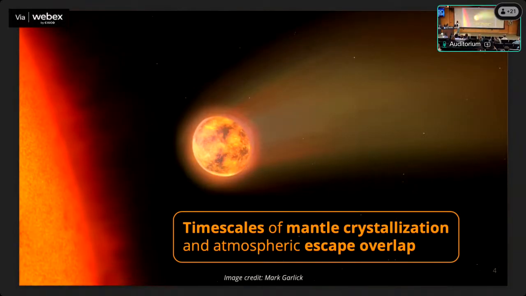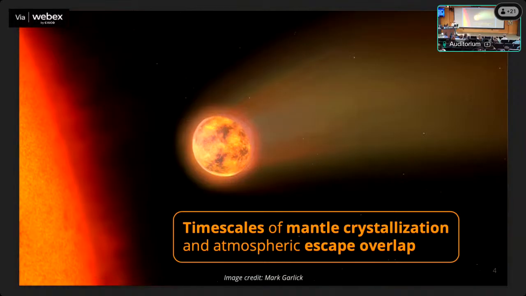Another thing which is important is atmospheric escape. First, I wanted to show the evolutionary figure, like the clock figure, but Laura already showed it in the workshop, so thank you. Instead, I will just present to you an artistic view of a magma ocean planet undergoing strong atmospheric escape. The point I want to make here is that the timescale of the mantle crystallization happens at the same time as atmospheric escape. So this is something important to take into account when modeling magma ocean planet evolution.